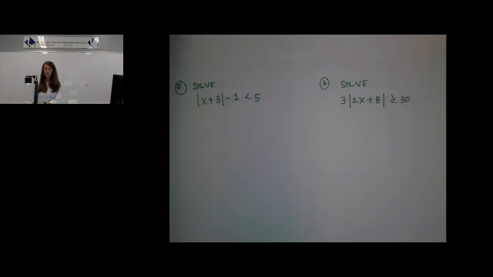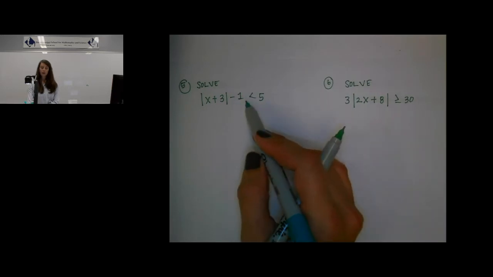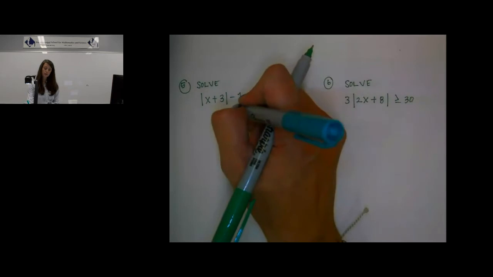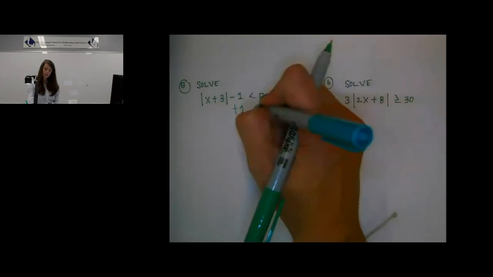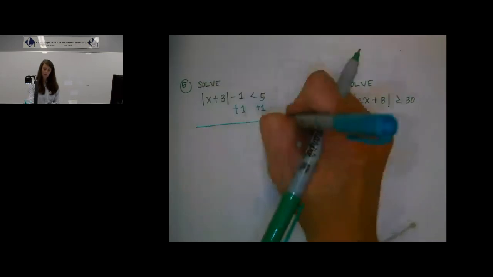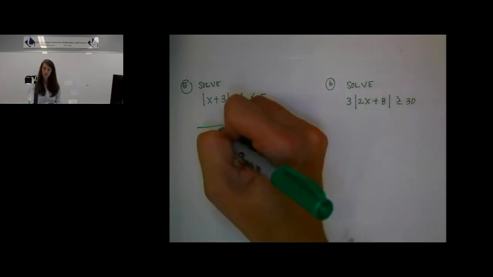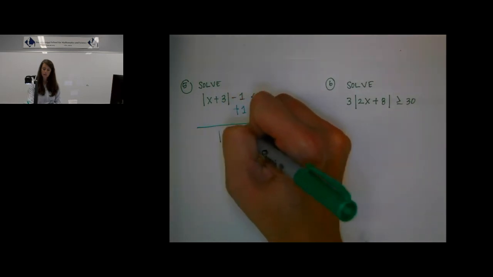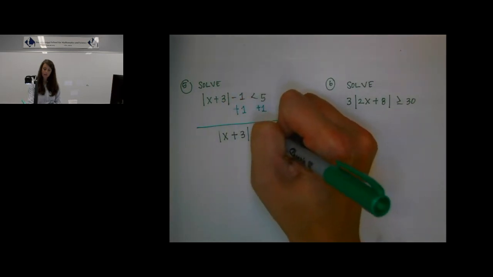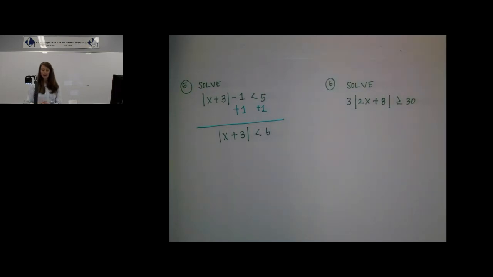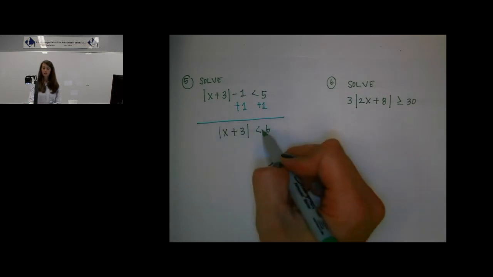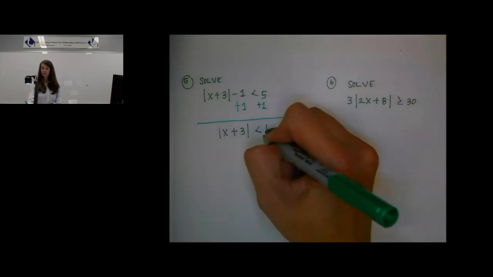All right, so y'all do this one for me. Okay, so number 5, that one, the first step would be to do what? The absolute value expression is not by itself. So the first thing I need to do is add 1 to both sides. So I'm going to have the absolute value of x plus 3 is less than a 6. Okay, so now I can do some manipulating. So the absolute value of x plus 3 is what? Less than.